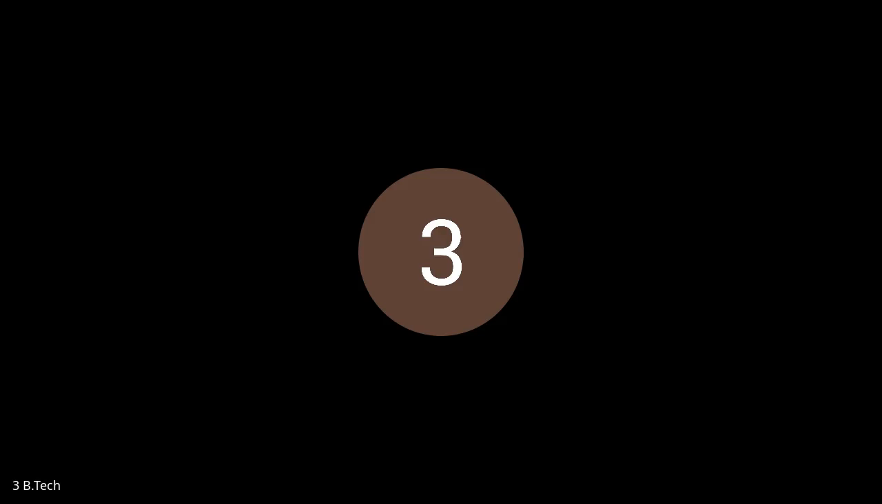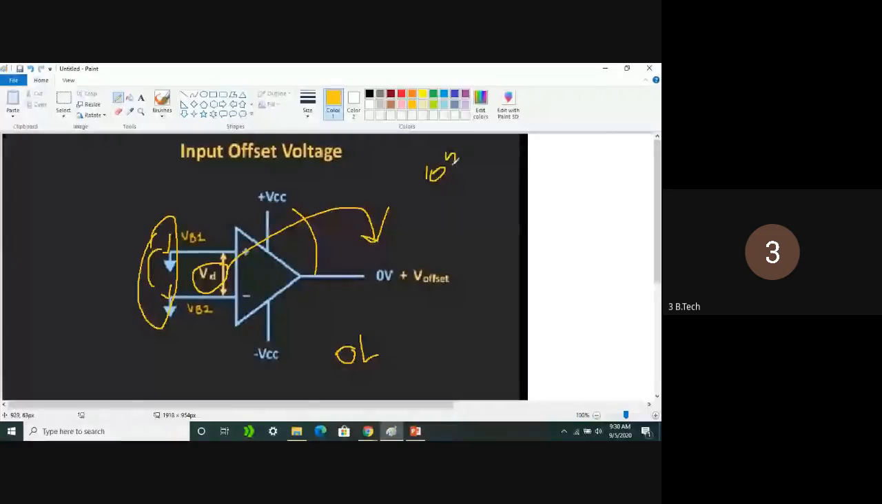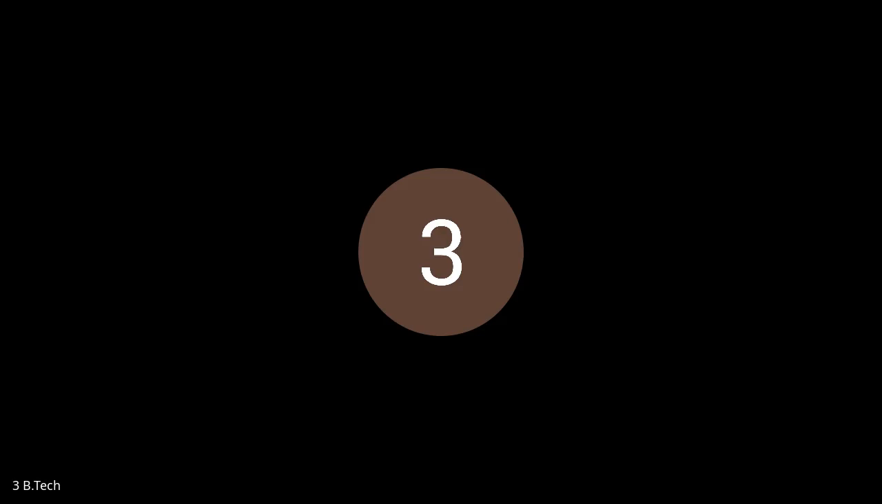Open loop amplifier gain is always how many times the input? As we discussed yesterday, the gain of an open loop amplifier is always 10 power 5 to 10 power 6 times the input signal. So once we get a very little differential voltage, it is amplified, and at the output we get this much gain. That voltage can be called the output offset voltage.